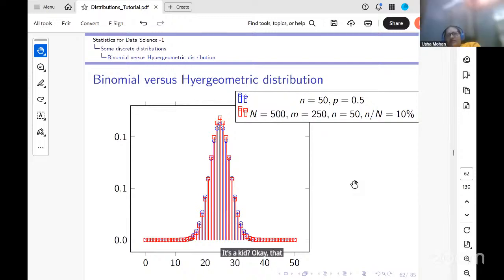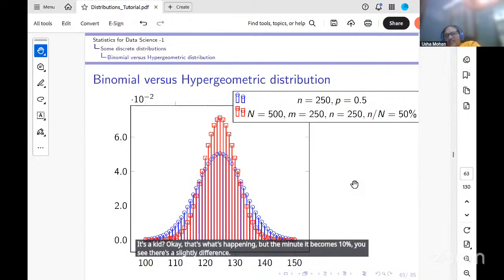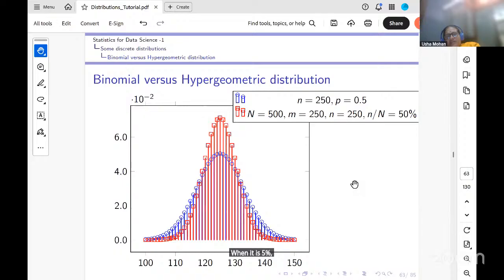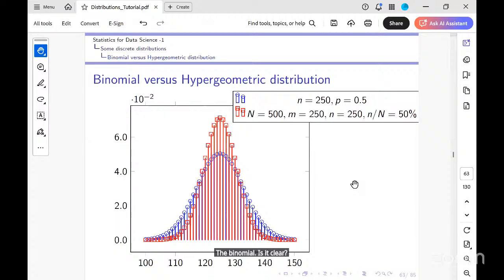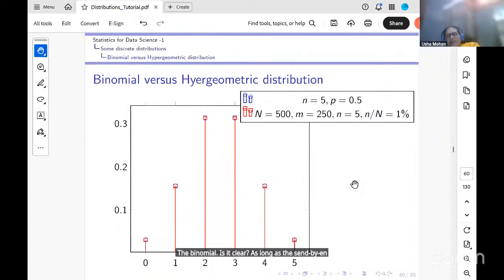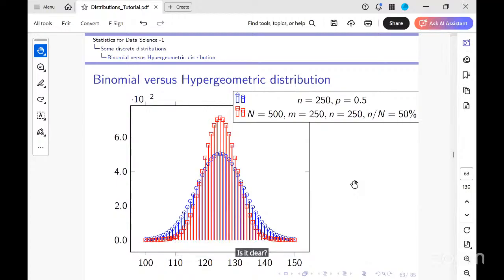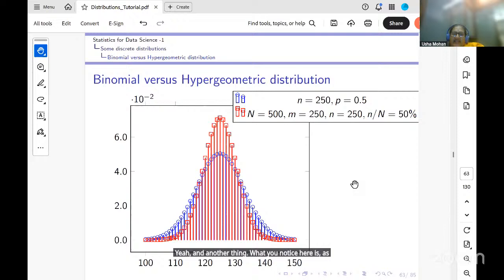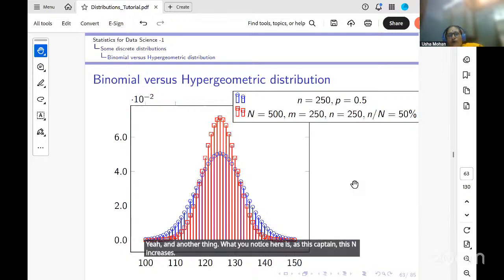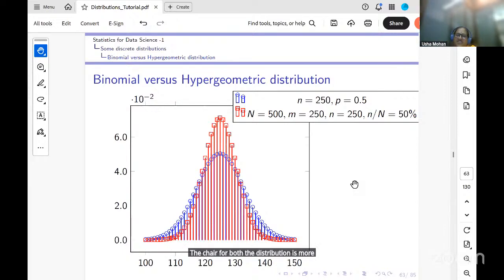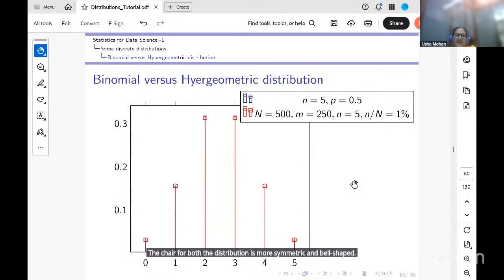But the minute it becomes 10%, you see there's a slight difference. When it is 50%, you see the hypergeometric is very different from the binomial. As long as this n by N was very small, they were almost the same. Is it clear? Another thing you notice here is that as this n increases, the shape of both the distributions becomes more symmetric and bell-shaped. You notice that?